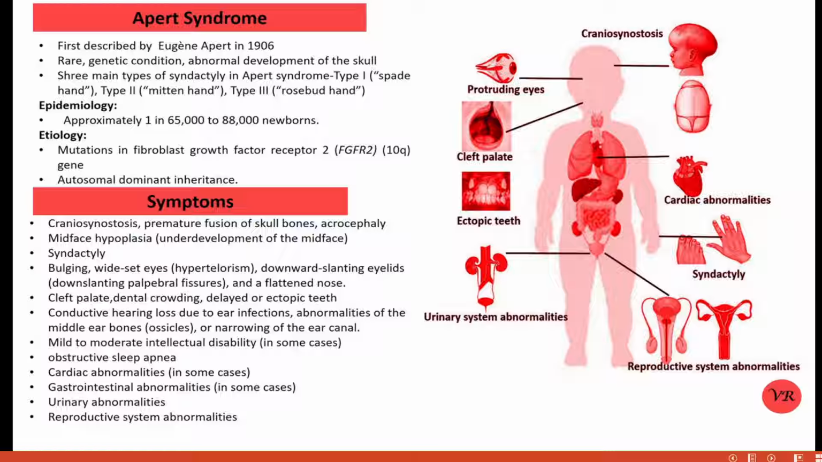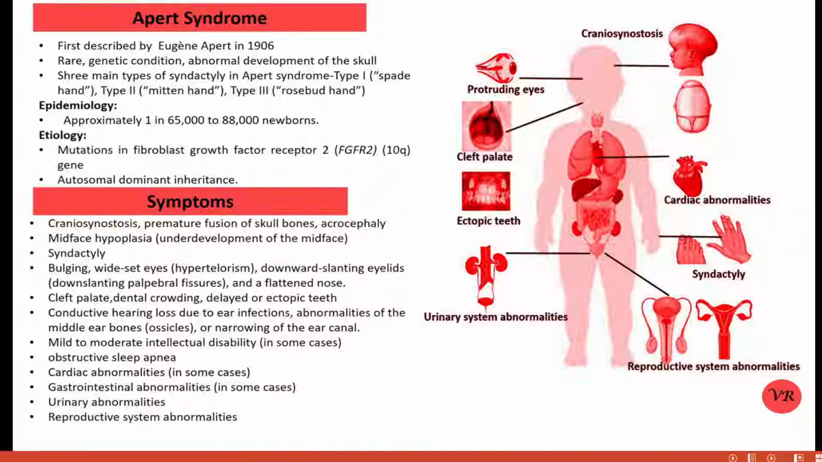Mutations in the fibroblast growth factor receptor 2, that is FGFR2 gene, cause Apert syndrome. The FGFR2 gene is located on the long arm of chromosome 10 at position q26.13, and it has a complex structure with at least 22 exons and spans about 175 kb of DNA.